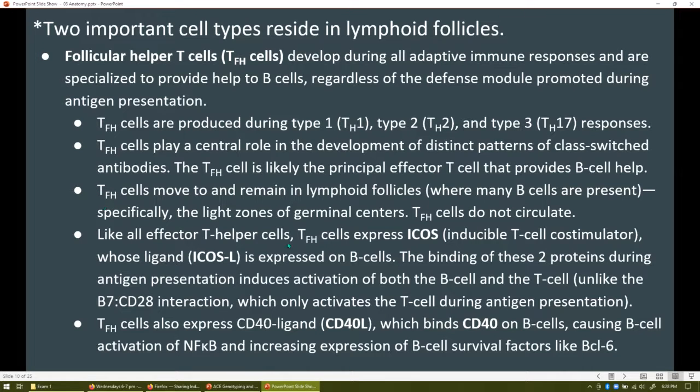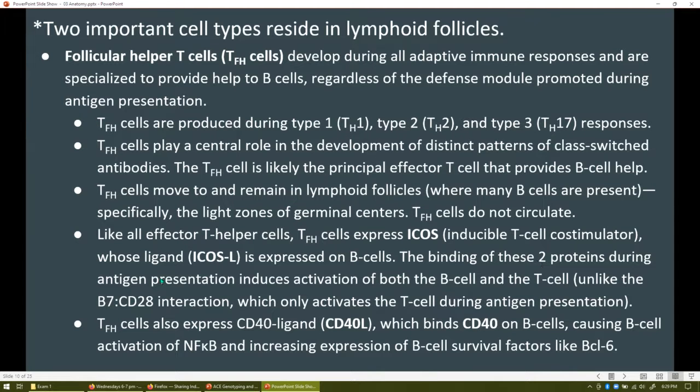I guess this slide really doesn't matter. I guess it matters for B cells, kind of. So they express this protein called ICOS, or the inducible T cell co-stimulator. And the ligand for ICOS is called ICOS ligand, and it's expressed on B cells.